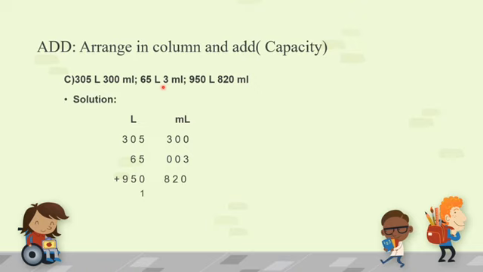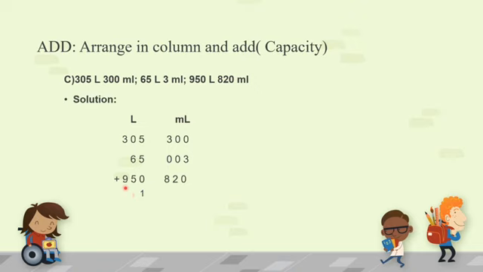Now you see here it is only a one-digit number. So please do not write 3 in the ones, tens, hundreds place, because then it will become 300. It is a one-digit number, so write it in the ones place, and the remaining places which are vacant, write 0 over there. So now your number will be read as 65 liters and 3 milliliter.